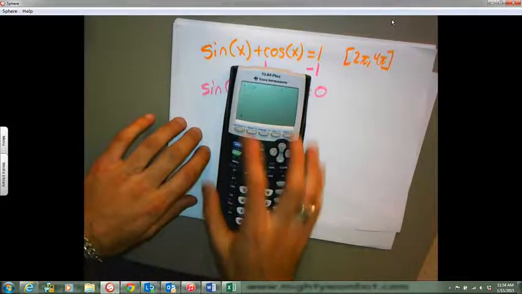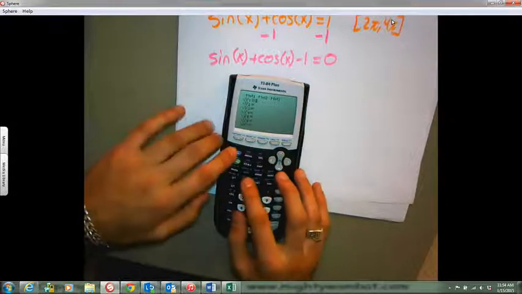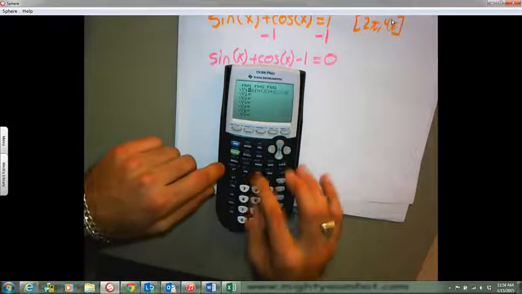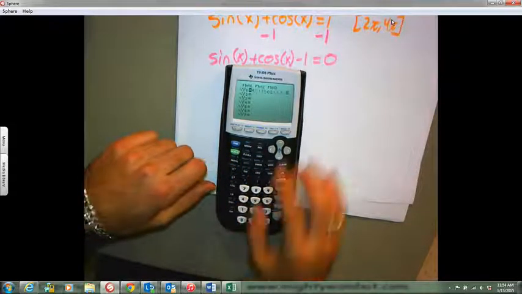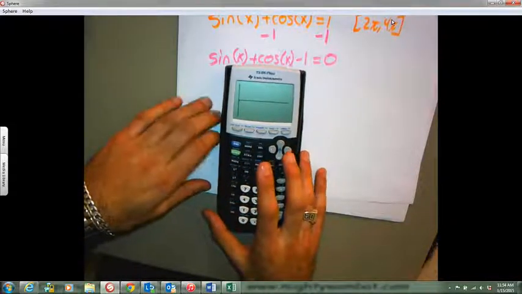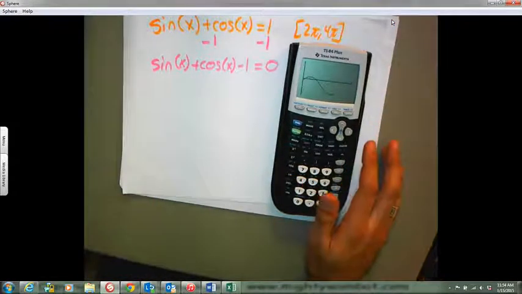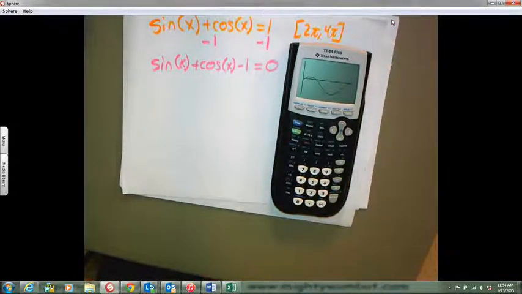So I'm going to come in here. I'm going to go to y equals, and I'm going to do sine of x plus cosine of x minus 1. I'm going to click graph. Now, everybody will get a different picture depending on what their window is. So please go in and do the following.